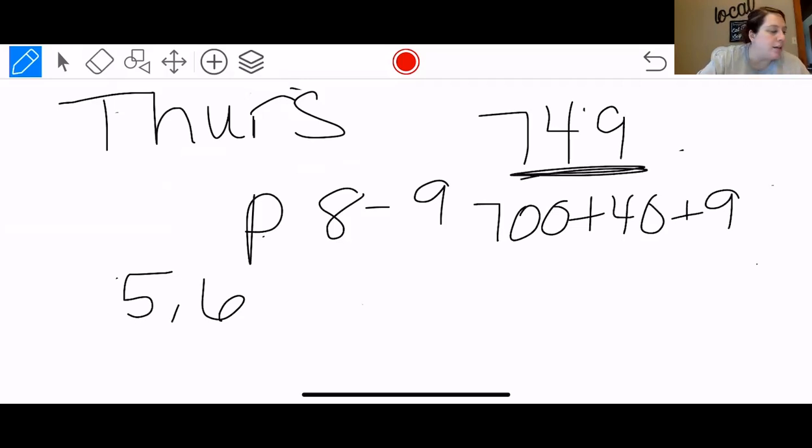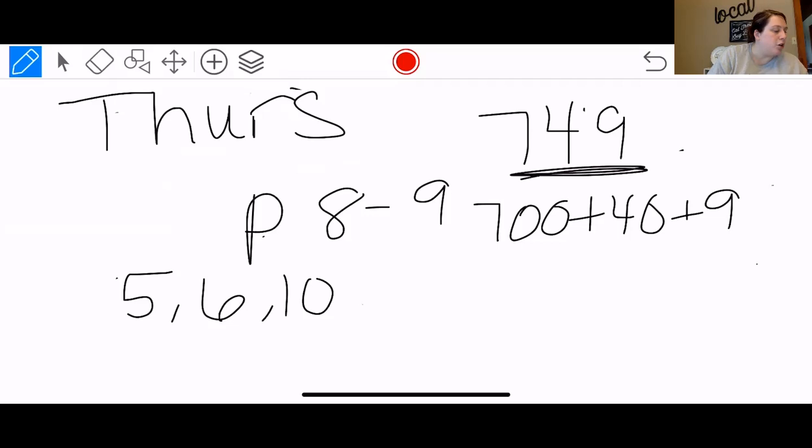So if that was the number they gave you in word form, those are the two answers you would put for 5 and 6, okay? Then you're going to skip down and you're going to do number 10. You're going to tell me how many hundreds, tens, and ones are in that number. Okay, then you're going to go to 11.